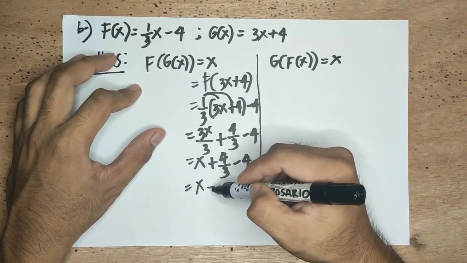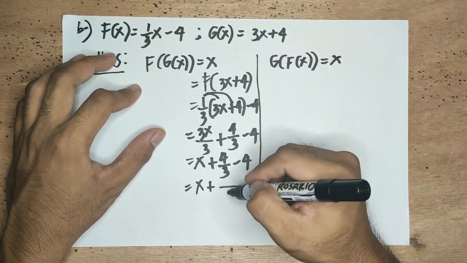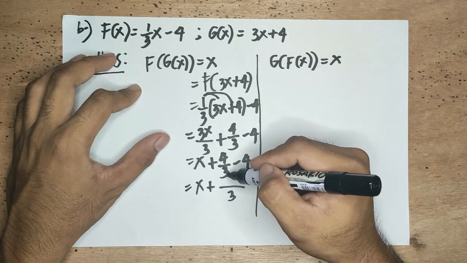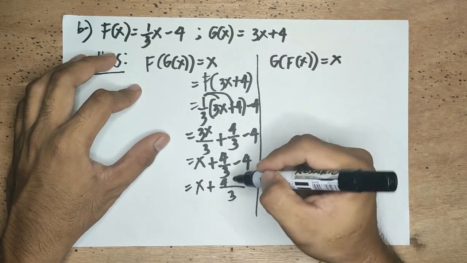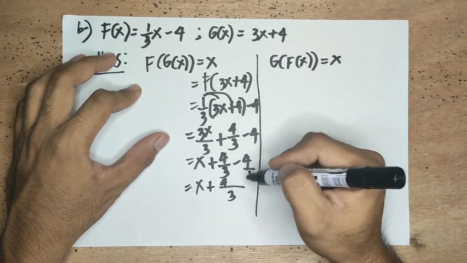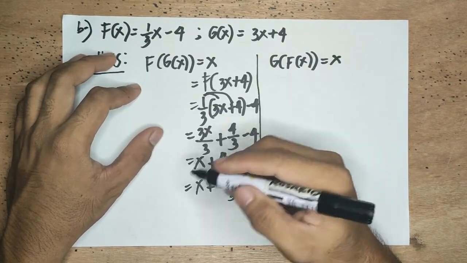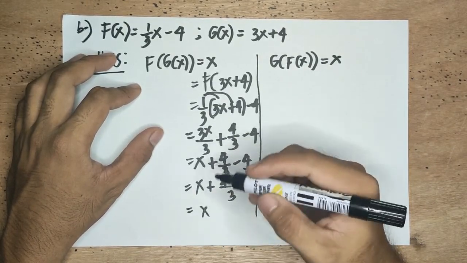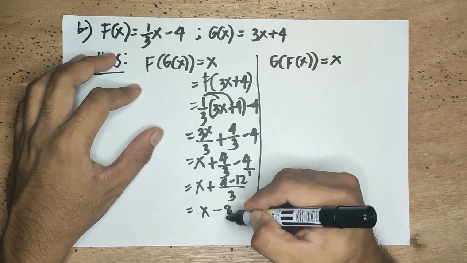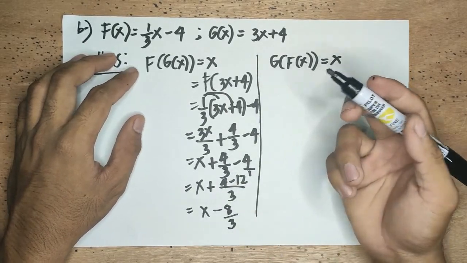The LCD of the constant term is 3. 3 divided by 3 is 1. 1 times 4 is 4. All over 1 here. 3 divided by 1 is 3. 3 times negative 4 is negative 12. So, ang nakuha natin ay x minus 8 all over 3.